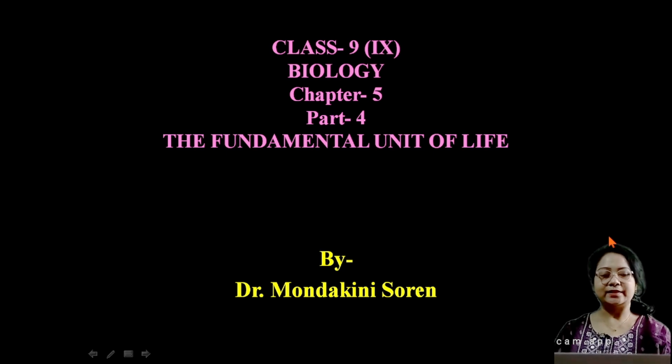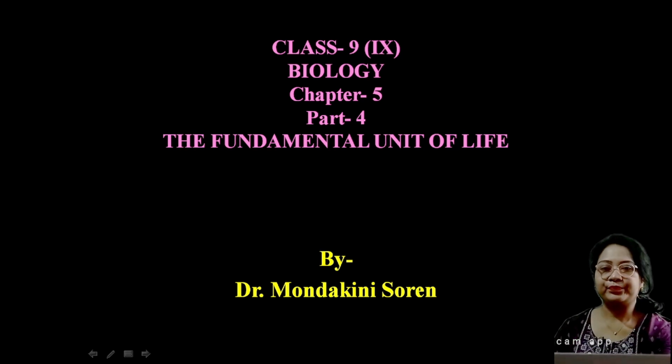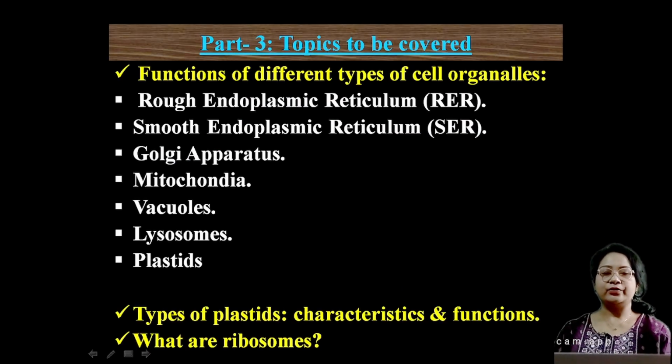So let us start. आइए देखते हैं कि हम इस वीडियो में क्या क्या पढ़ने वाले हैं. So the topics that we are going to cover are the functions of different types of cell organelles. That will be rough endoplasmic reticulum, smooth endoplasmic reticulum, Golgi apparatus, mitochondria, vacuoles, lysosomes, and plastids. Then we are going to study the types of plastids, their characteristics and functions, and what ribosomes are. Then let us study.